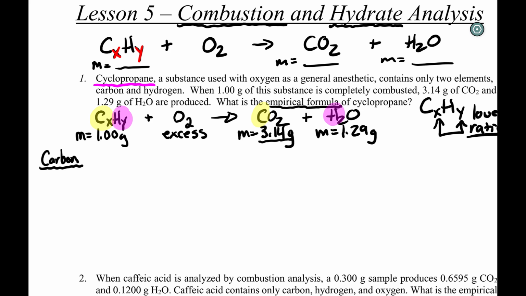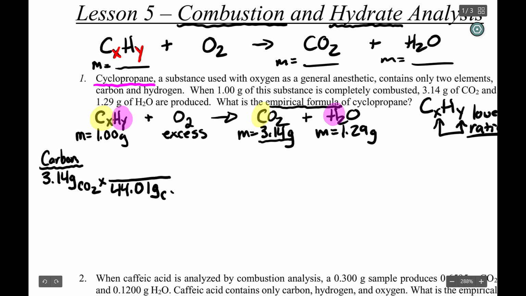So let's start with that mass of carbon dioxide, 3.14 grams of CO2. So what I'm going to do is I'm going to turn this into the moles of carbon dioxide. Okay, so I know that there is 44.01 grams of CO2 for every 1 mole of CO2. What that does is it gets rid of the grams of CO2 and gives me moles of CO2. Now remember, all of the moles of carbon are tied up in this carbon dioxide.